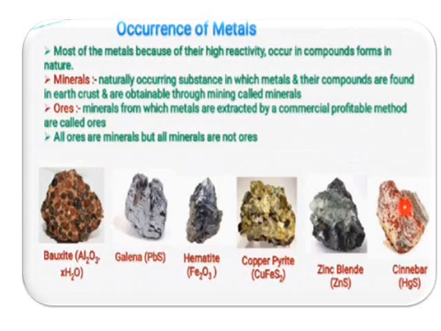Now here in the picture you can see some of the ores of the metals. Bauxite is an ore of aluminum. Then like this you have ores for lead, for iron, for copper, zinc, then cinnabar, which is an ore of mercury. So these are the ores which are obtained in nature for different metals.